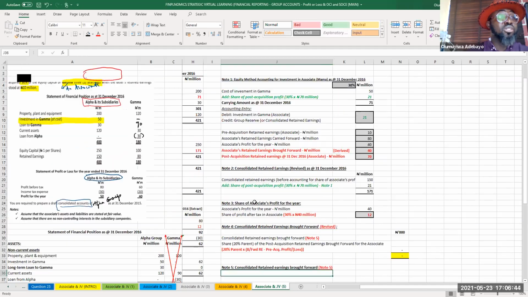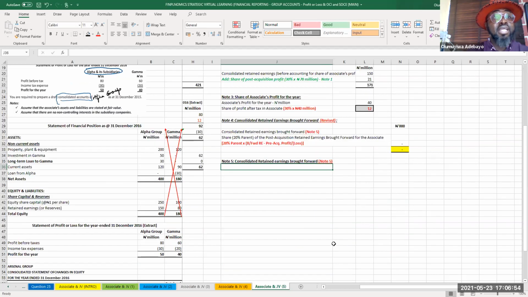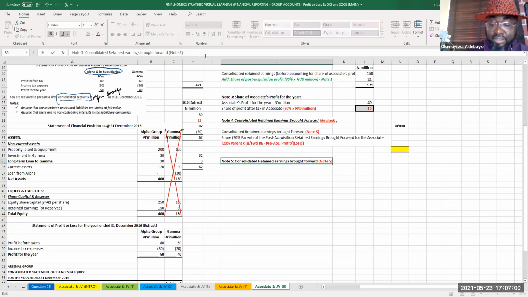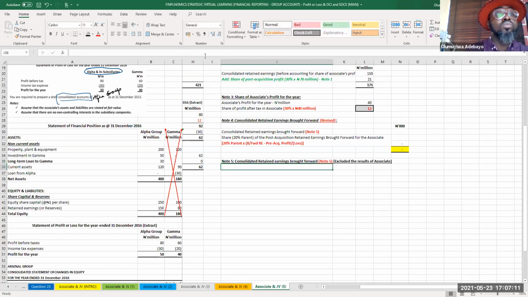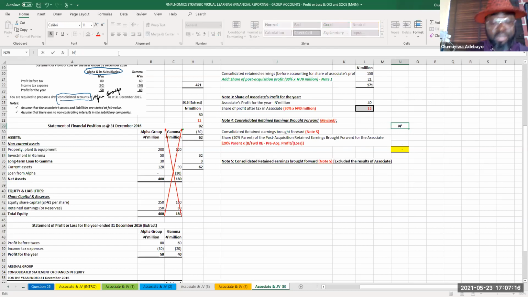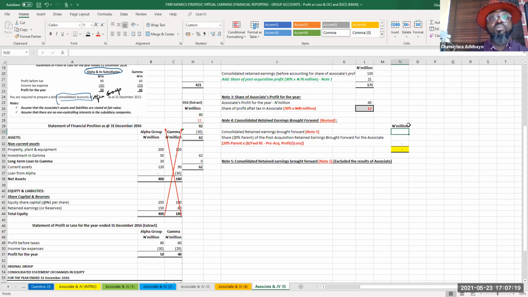Now, if we go back to the question, the consolidated retained earnings is already 150. Okay, having consolidated this 50 to make up 150, which then means that this consolidation that was done excluded the results of associates. This is figures in millions. How do we obtain that?